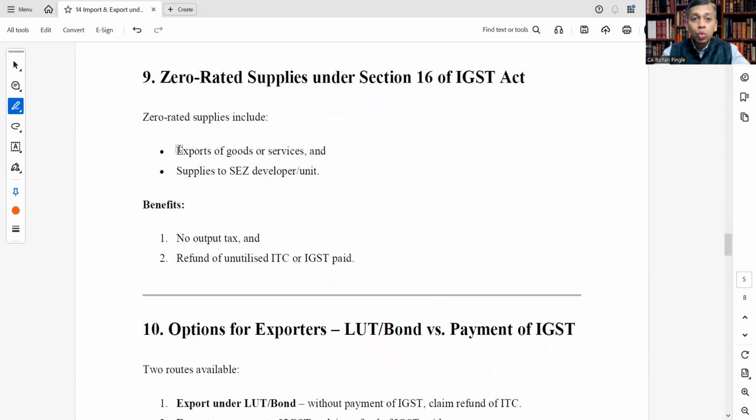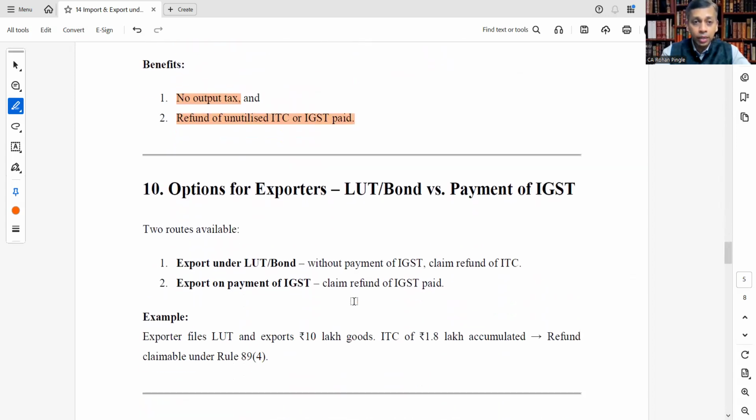Zero rated supply includes export of goods or services and supplies to a SEZ developer or unit. So the benefits are no output tax, and refund of unutilized ITC or IGST paid on imports that are used in your exports. These are the benefits of zero rated supplies.